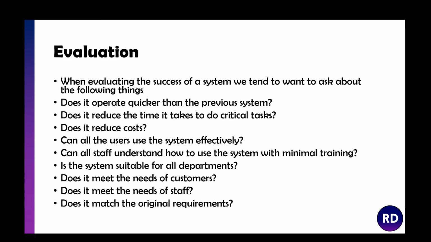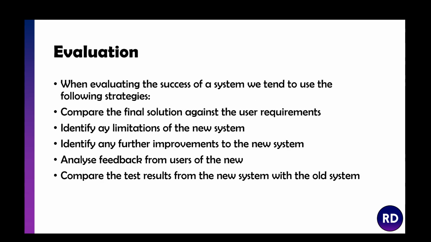So one thing we look at is the success criteria. We compare the final solution against the original requirements. If it doesn't meet any of them, then clearly we've done something wrong. Then we can identify any limitations, any further improvements that need making, look at feedback from users of the new system, and compare the test results from the new system with the old system.